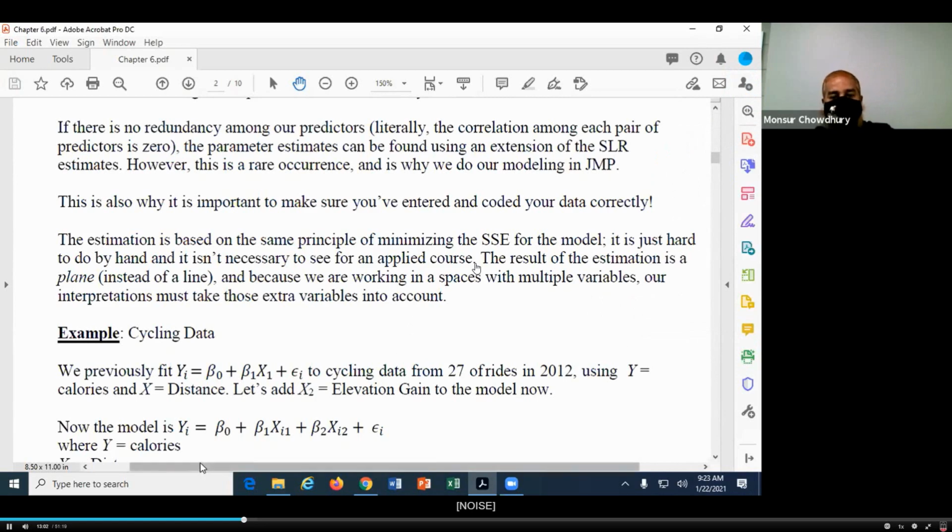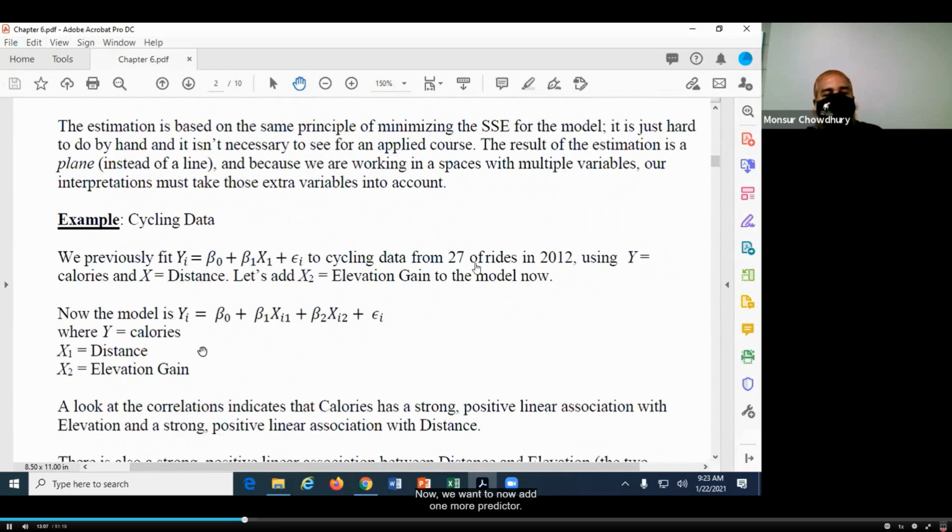Okay, now let's open this data. Now we want to add one more predictor. In our simple model, there was only one predictor, which is the ride. Now we are considering another predictor, which is elevation gain. So we have two predictors: one is the distance, we call it ride, and another one is elevation gain. So this is not a simple linear regression model. This is the multiple regression model.